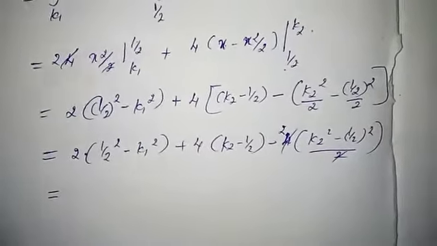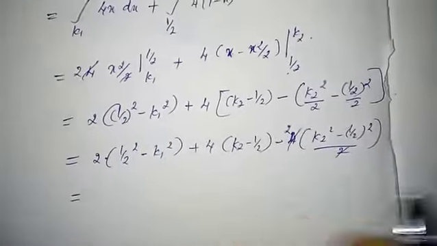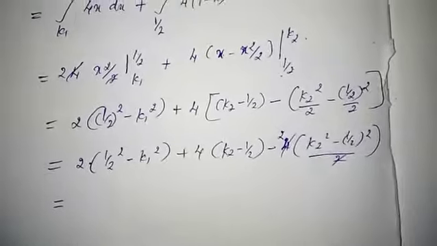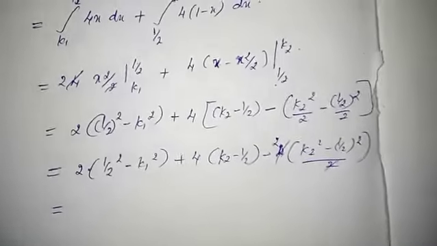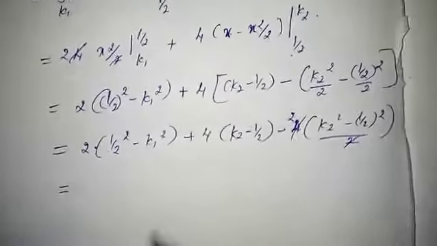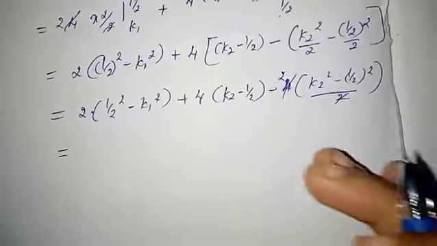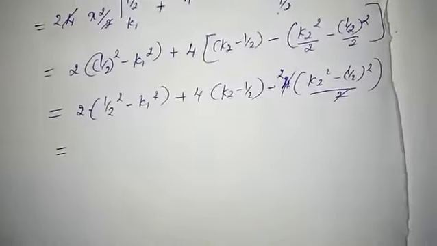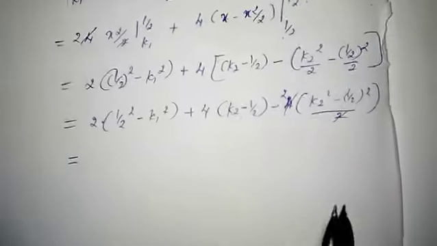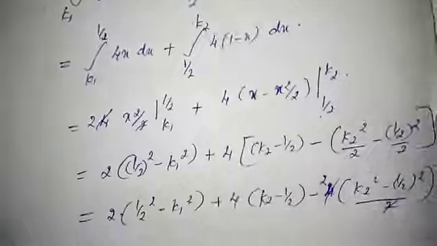Then you will simplify this term, right? Then substitute the values of k1 and k2. Then simplify the terms. After 5-6 steps, you will get the final answer. So that's your homework: find out the power of the test.